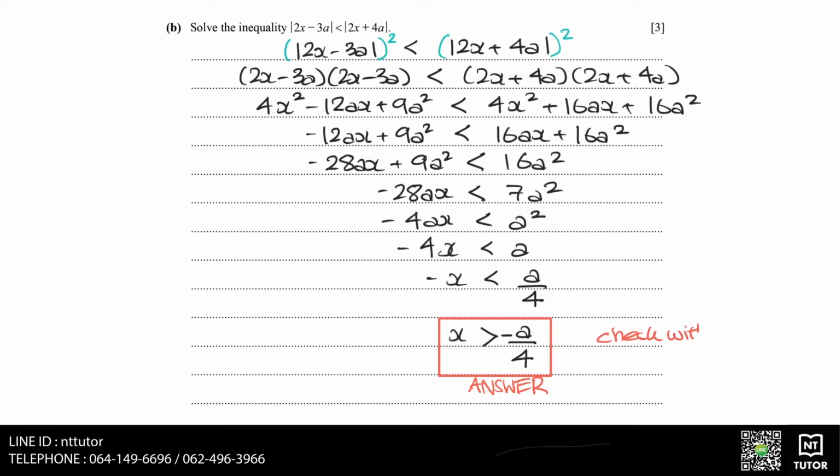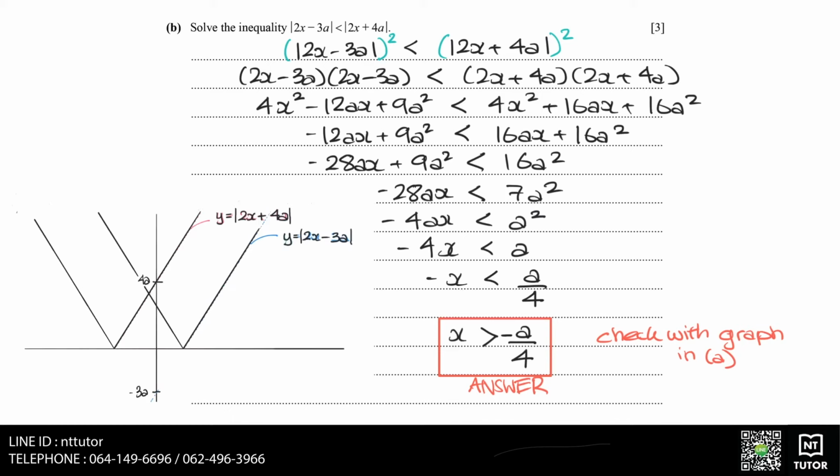Now we can check this with the graph to see whether it makes sense. So remember that a is a positive constant. So we're looking for x is bigger than a negative number. So if we look back at the graph that we drew, we are looking for the inequality where the modulus of 2x minus 3a is less than the modulus of 2x plus 4a. So we're looking for the part where the graph of y equals the modulus of 2x plus 4a is bigger than the other graph, and that is over here.